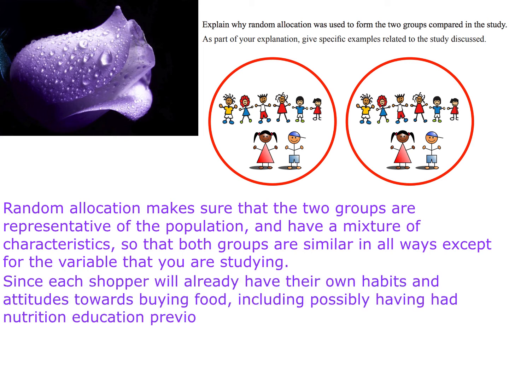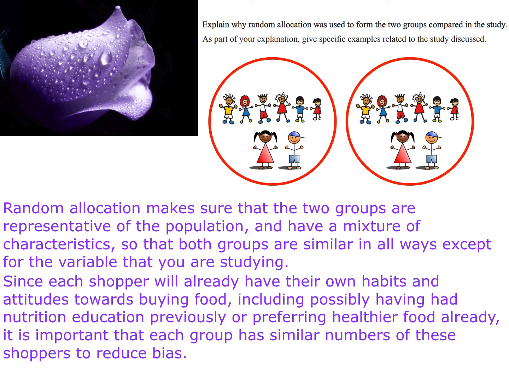So in this case we need an example. Each shopper is already going to have their own habits and attitudes towards buying food. So maybe having had nutrition education previously or preferring healthy foods already, we want to make sure that there's similar numbers of those shoppers in each of the groups.